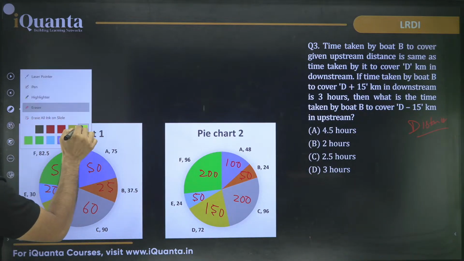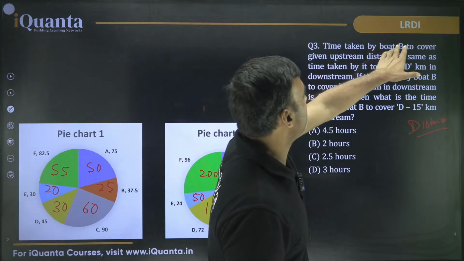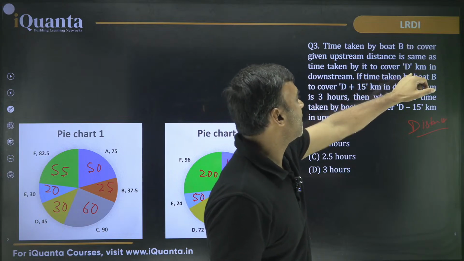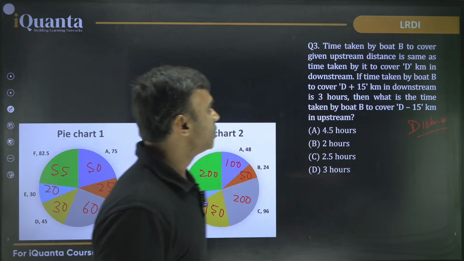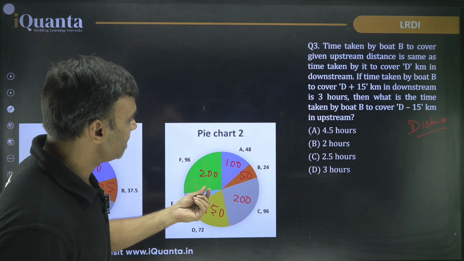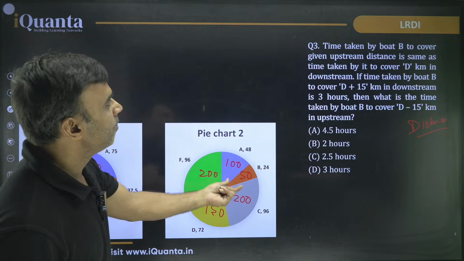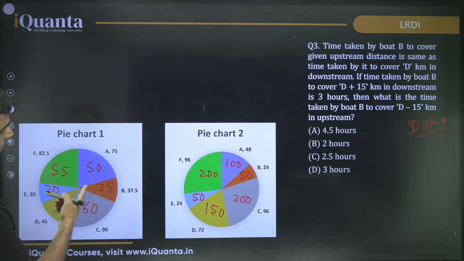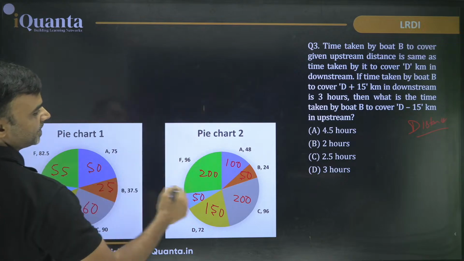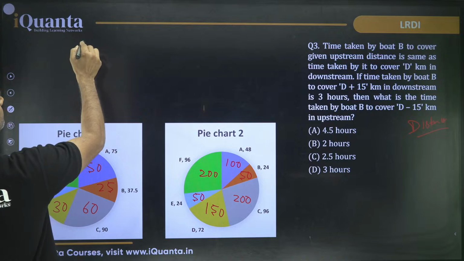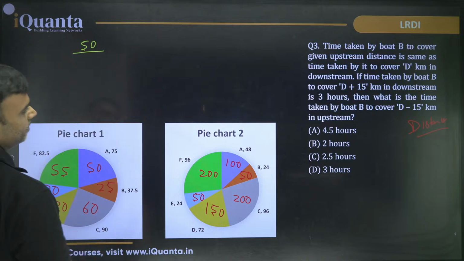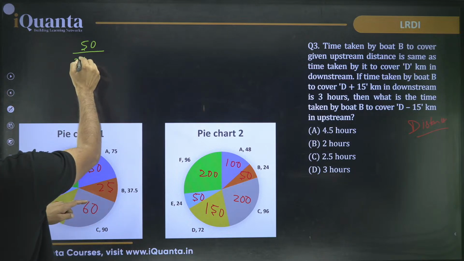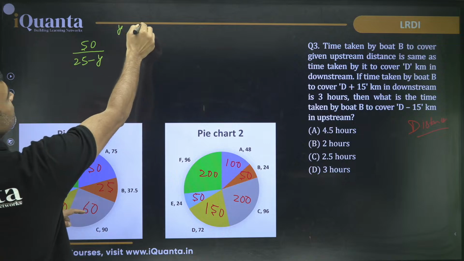Alright, let's take up this third question. What does it say? Time taken by boat B to cover given upstream distance is same as the time taken by it to cover D kilometer in downstream. So given upstream distance for B is 50 kilometers. What is the speed of B? Speed of B is 25. So upstream distance, that is 50, divided by the speed, 25 minus y, where y is the speed of river.